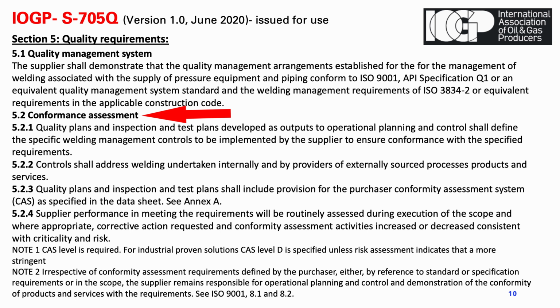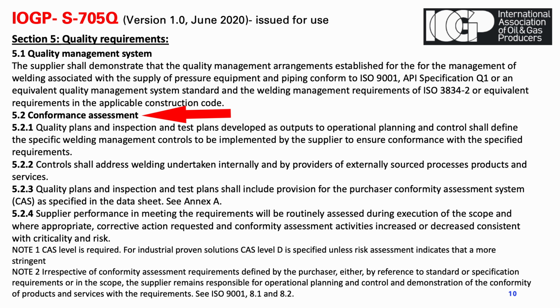Quality plans and inspection and test plans shall include provision for the purchaser conformity assessment system CAS as specified in the data sheet. We need to refer to Annex A; we will discuss. Supplier performance in meeting requirements will be routinely assessed during execution of the scope and, wherever appropriate, corrective action requested and conformity assessment activities increased or decreased consistent with criticality and risk. Note 1: CAS level is required for industrial proven solution.